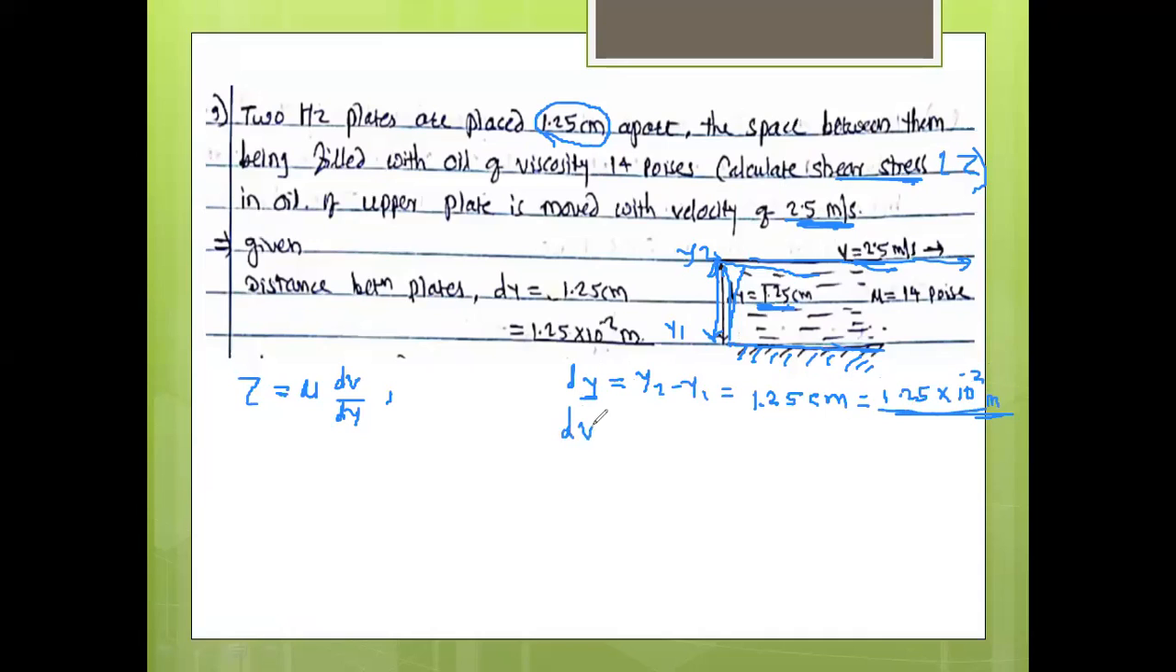Similarly, dV is the difference in velocity between the first plate and the second plate. The first plate is moving with a velocity of 2.5 meter per second. The second plate is stationary, that is 0. So you will get dV equal to 2.5 meter per second. These two values you have. The value of mu is also given. Mu is equal to how much?